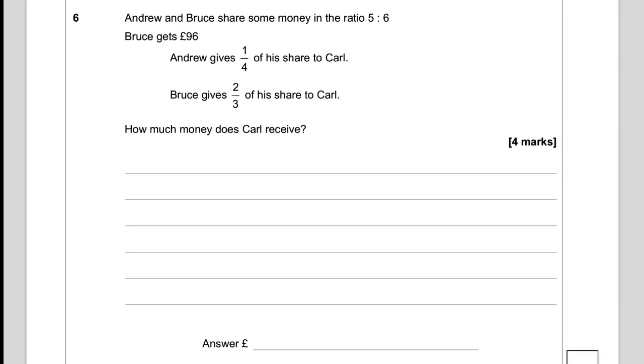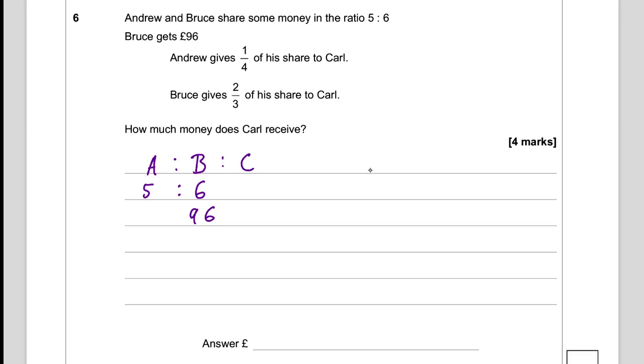Question 6. Andrew and Bruce share some money in the ratio of 5 to 6. Bruce gets £96. Andrew gives a quarter of his money to Carl. Bruce gives 2/3 of his money to Carl. How much does Carl receive? Right, so we've actually got 3 parts to this, A, B, and C. The first part tells us that the ratio is 5 to 6 and that Bruce gets £96.